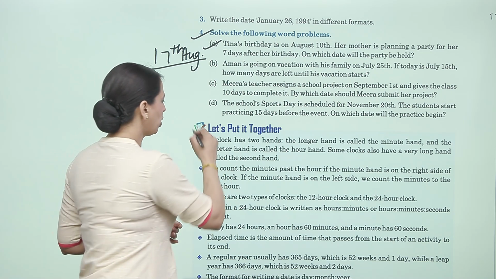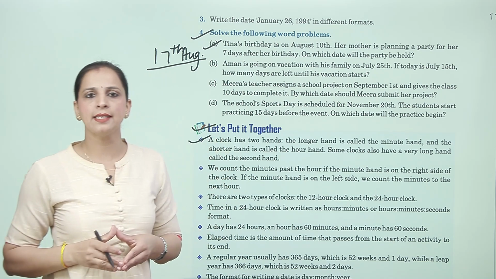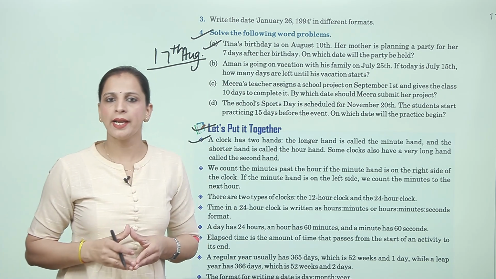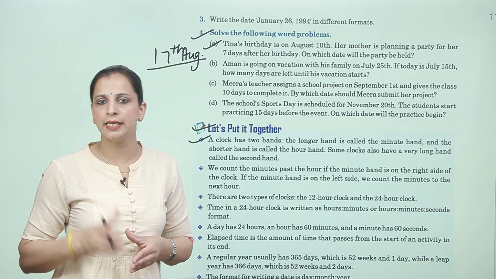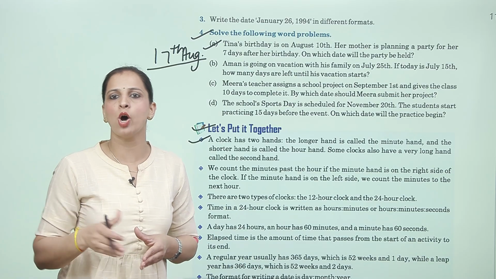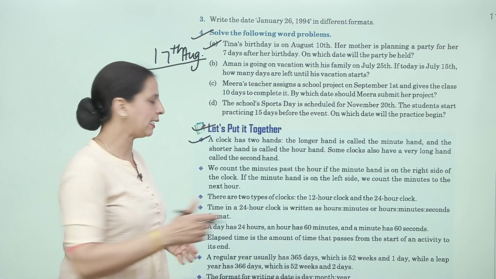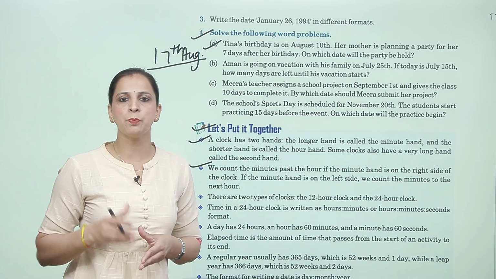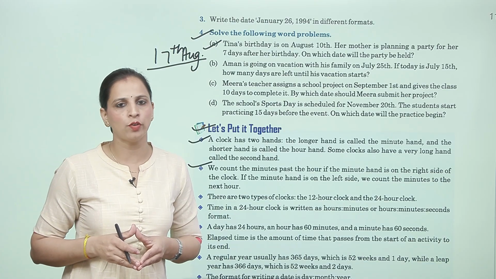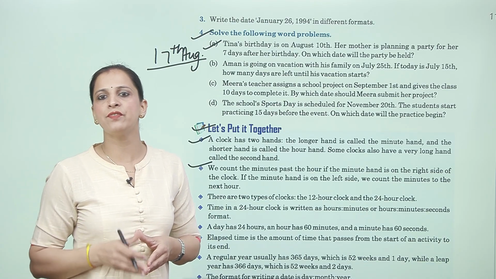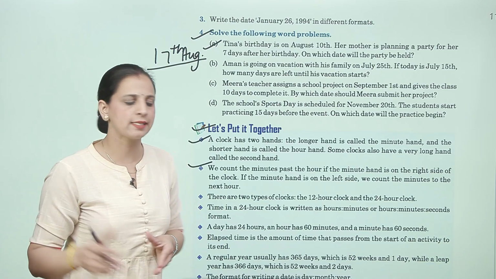Now let's put it together. First, a clock has 2 hands. The longer hand is called the minute hand and the shorter hand is called the hour hand. Some clocks also have a very long hand called the second hand. Next, we count the minutes past the hour if the minute hand is on the right side of the clock. If the minute hand is on the left side, we count the minutes to the next hour.